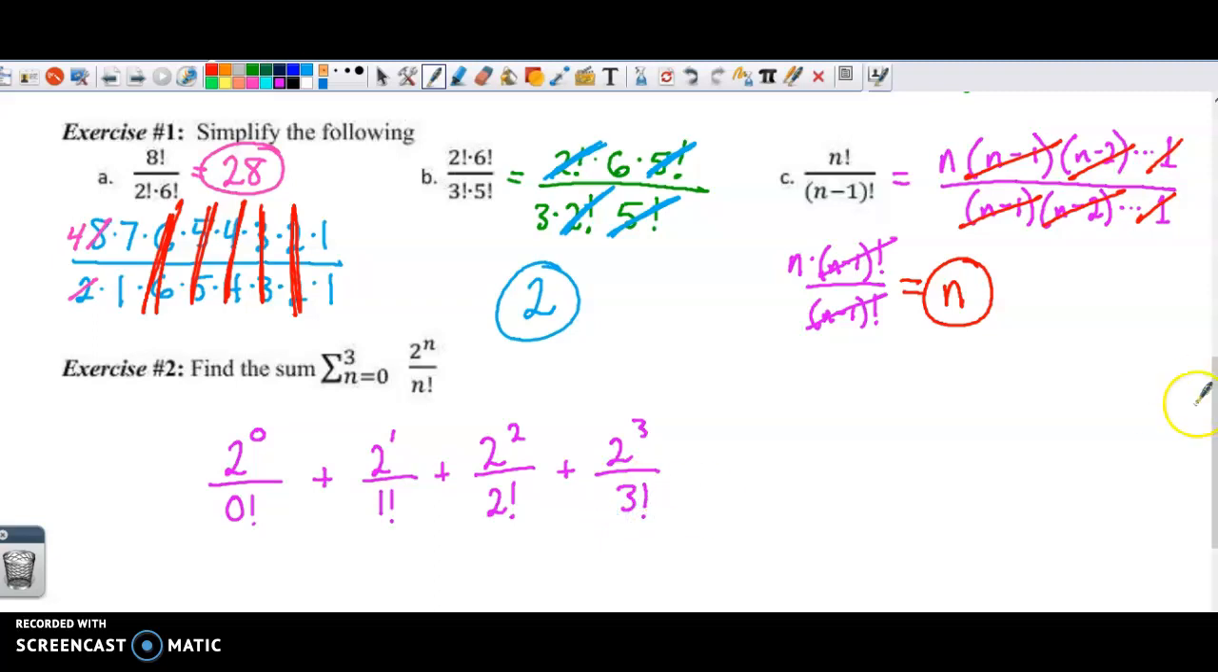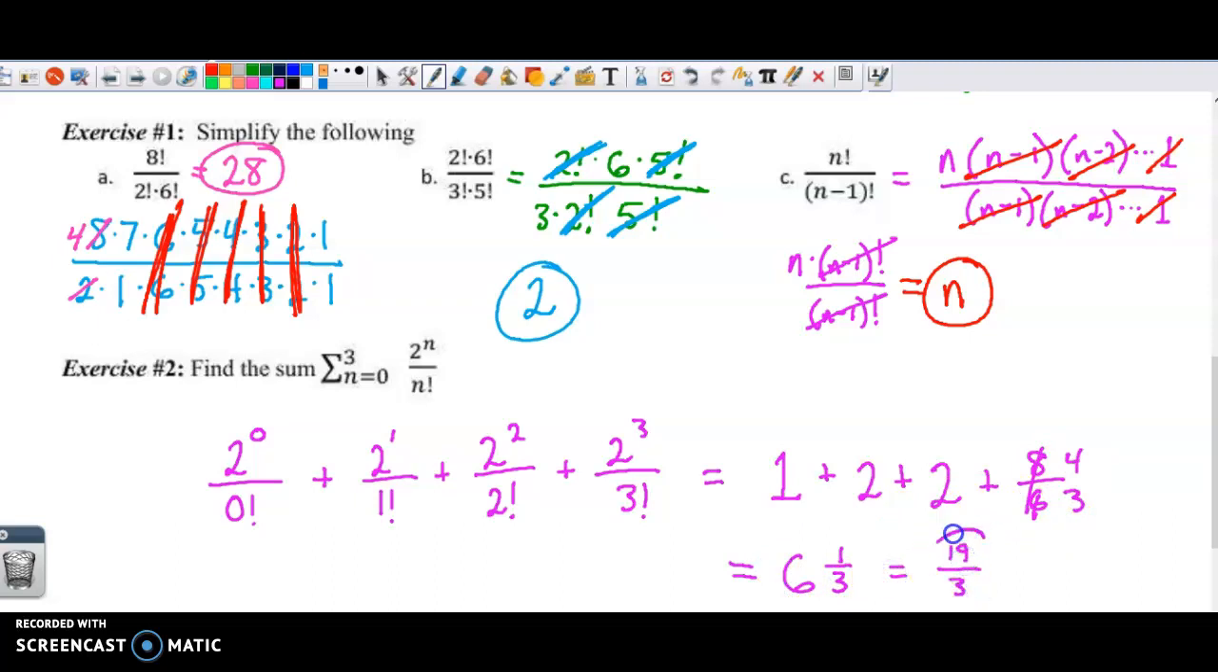So just a quick reminder, 2 to the 0 power is 1, and 0 factorial is 1. So we're starting with 1, and then 2 to the first is 2 divided by 1. And then we have 4 over 2 is 2. And remember, 3 factorial is 6. 2 to the third power is 8. 8 over 6. I would probably change this to be 4/3, but that's just me. So as you add those numbers together, 2, 4, 5, 6 and a third, if anybody's okay with a mixed number, that would be okay. Otherwise, an improper fraction would be 19/3.